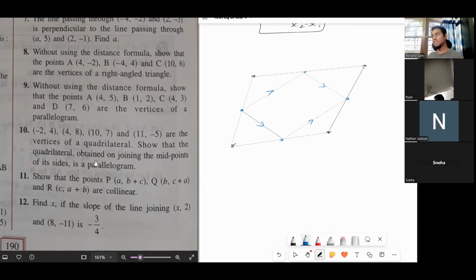Okay, write down the hint. Solve it later on. Any other doubt from this chapter, anyone? Okay, first note this down.